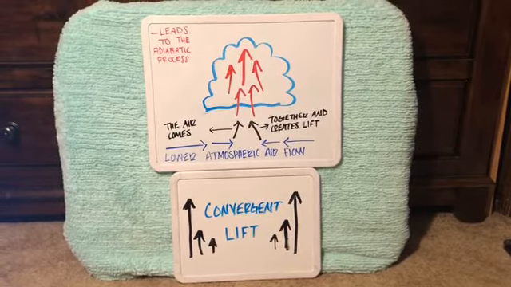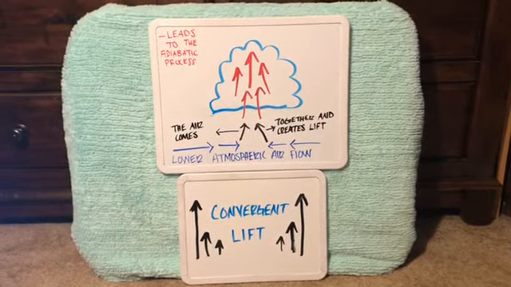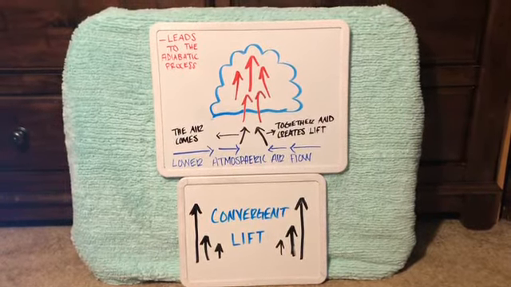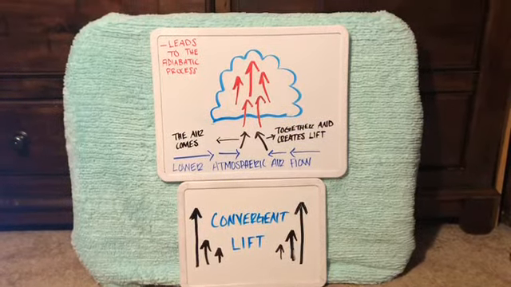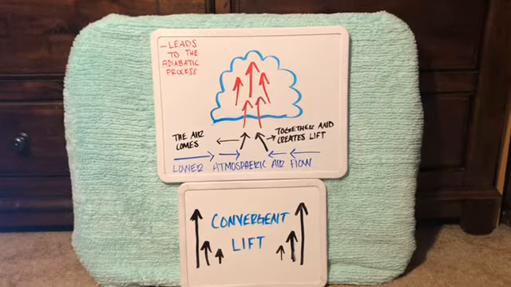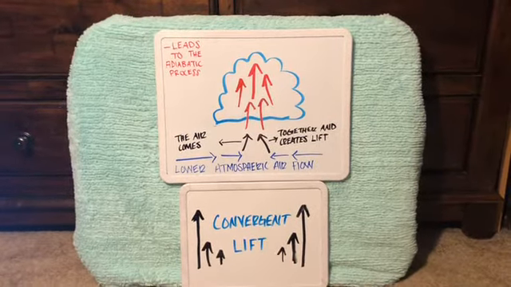Next, we have the convergent lift. This is whenever air in the lower atmosphere flows together and results in the lifting of air. When air comes in from multiple directions, the air can't go down, so it goes up, and it leads to the adiabatic cooling process resulting in possible cloud formation.